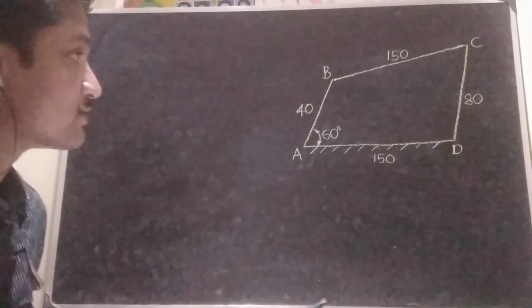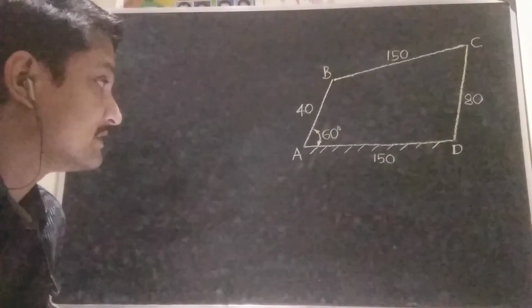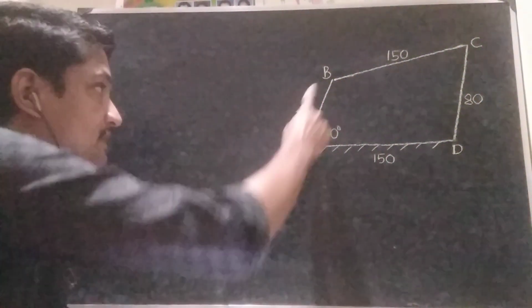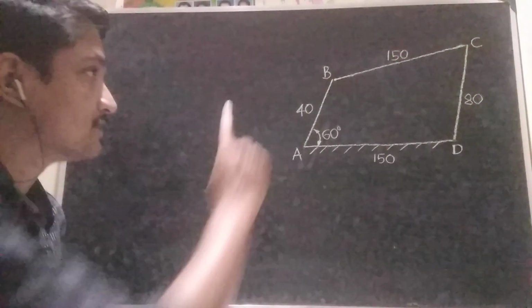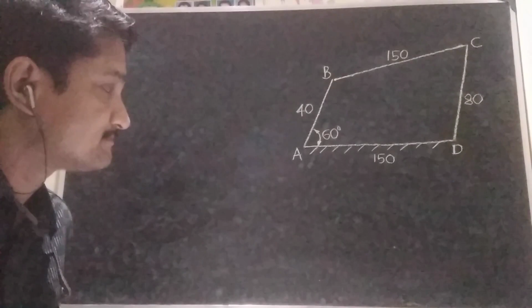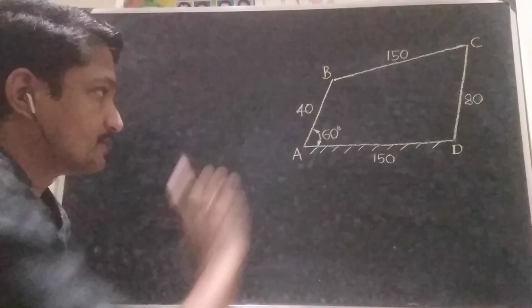First, we can draw the space diagram with some scale. Here, the length of AD is equal to 150 mm. The length of AB is equal to 40 mm. Length of BC is equal to 150 mm. Again, length of DC is equal to 80 mm. And angle BAD must be equal to 60 degrees.